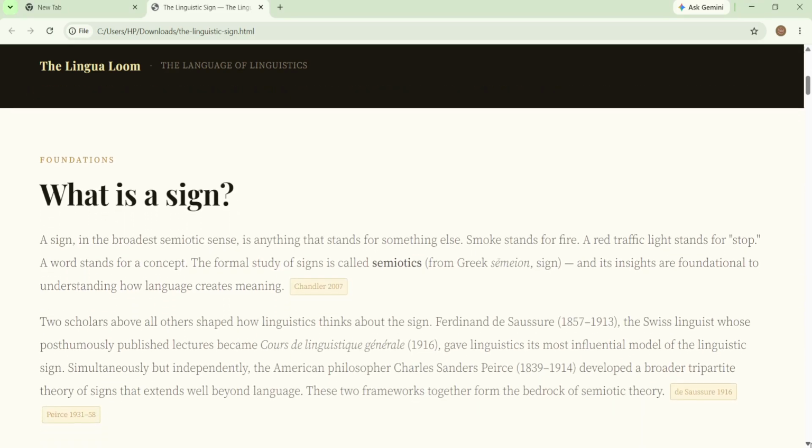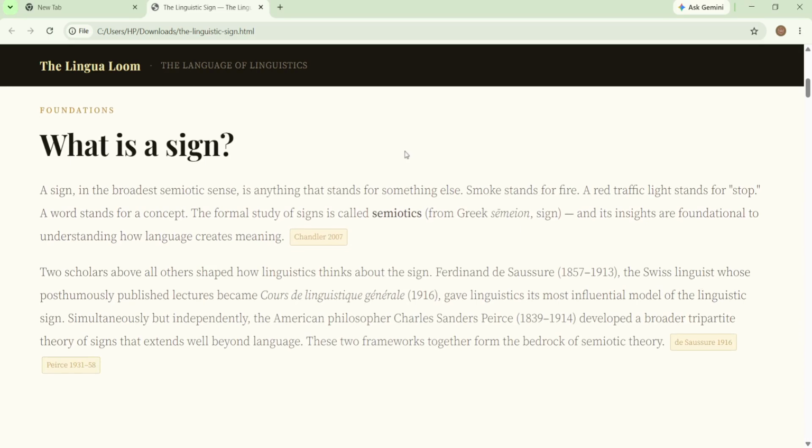So let's start with the foundation, which is: what is a sign? A sign in the broader semiotic sense is anything that stands for something else. Like smoke stands for fire, a traffic light stands for stop. A word stands for a concept. So these are the words that we're going to deal with first.